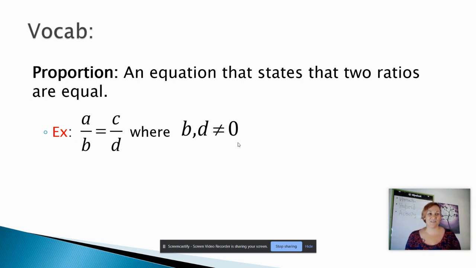Here is another example of a proportion. 1/2 is equal to 3/6. Those are each individual ratios, and they are equivalent. Now, we're in algebra class, so we need to solve our proportions. So I'm going to throw some variables in there that we can solve for.